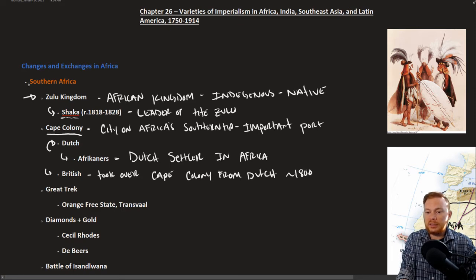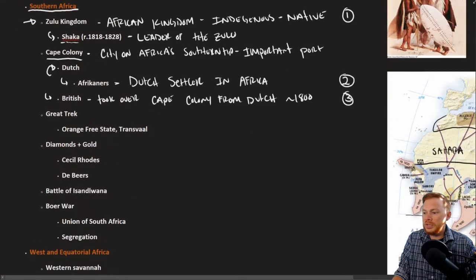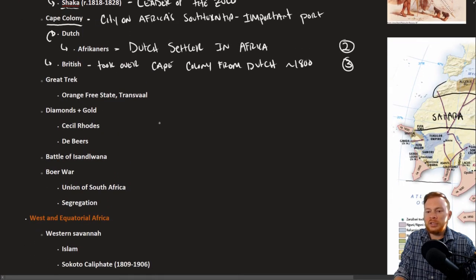And so that led the situation in Southern Africa essentially to consist of kind of three major groups. On the one hand, there's the Zulu kingdom. On the second, there is the Dutch or the Afrikaner population. And three, there is the British. When the British took over South Africa, or took over Cape Colony, the Dutch migrated further inward.